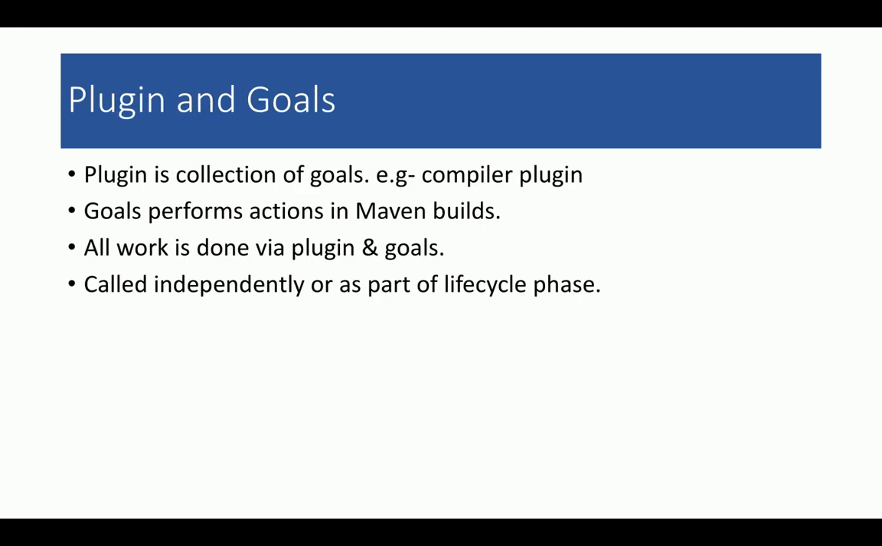So, coming to the next topic, plugins and goals. What is a plugin? In Maven, a plugin is a collection of goals. For example, the compiler plugin. And goals are kind of actions in a Maven build. If you know Java, then you might know a class, and a class can have different methods. So consider a plugin as a class and goals as the methods of that class. A method performs something, or it's a behavior of that class.